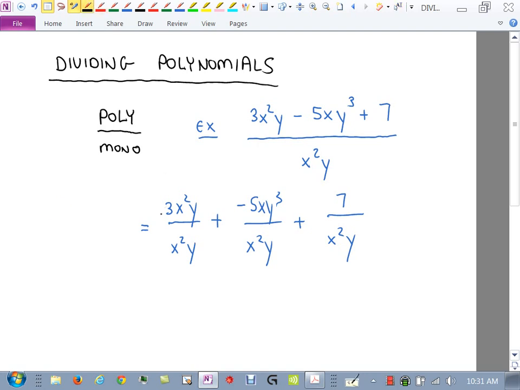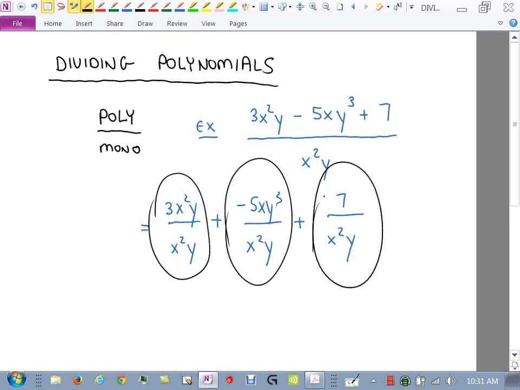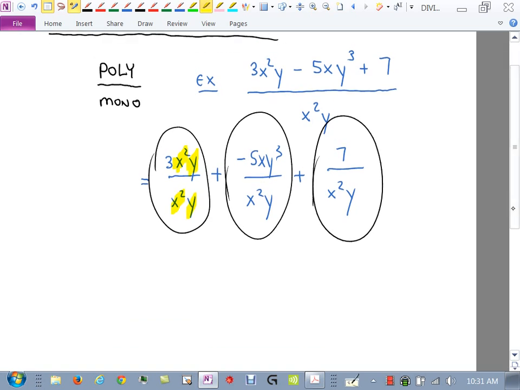Now, just look at each one of these. What can you tell me about these x's, that x squared and that x squared in the first one? They cancel, or you subtract the powers, either one. But x squared on top of x squared should just go away and become a 1. What about the y over y? They cancel out as well, right? So all that leaves me with is a what there? 3. Okay?